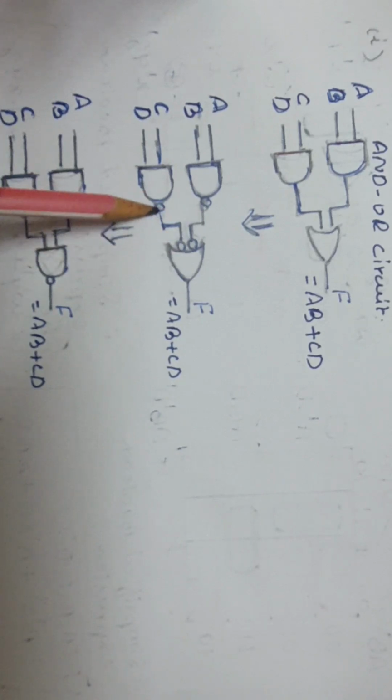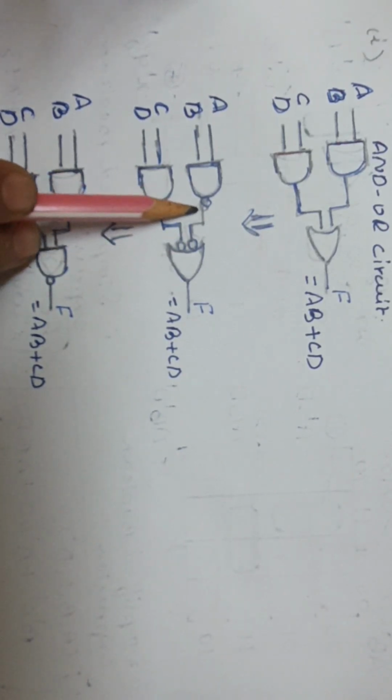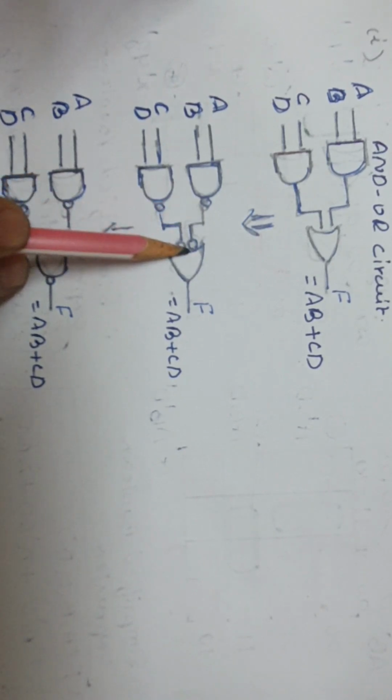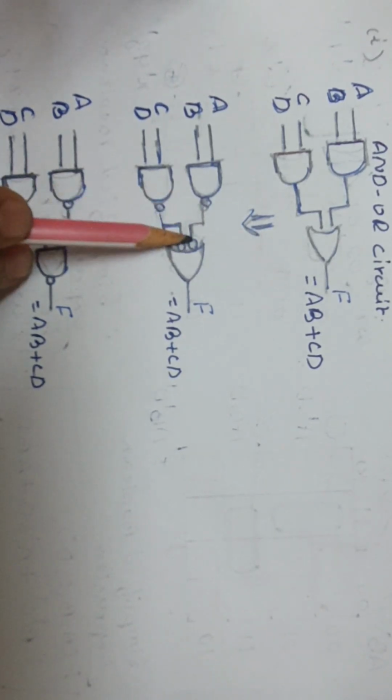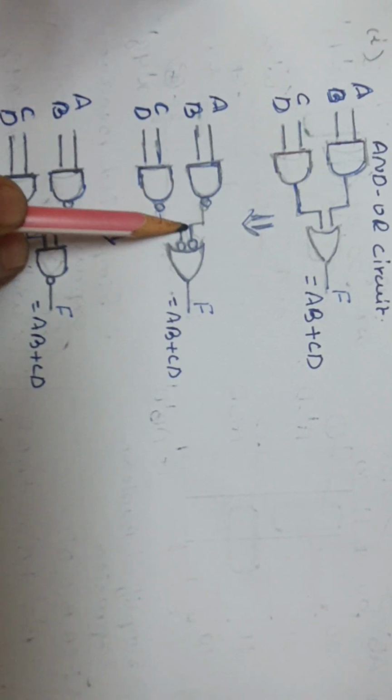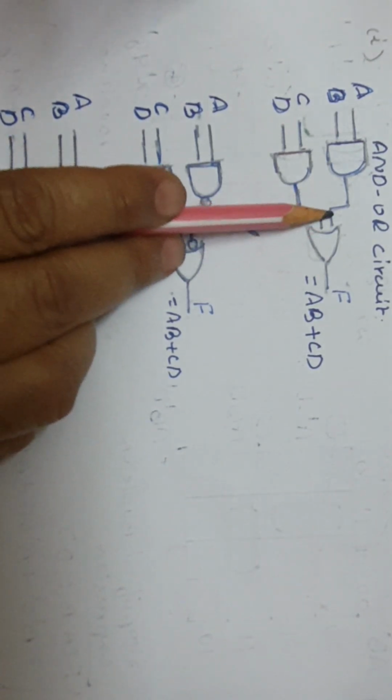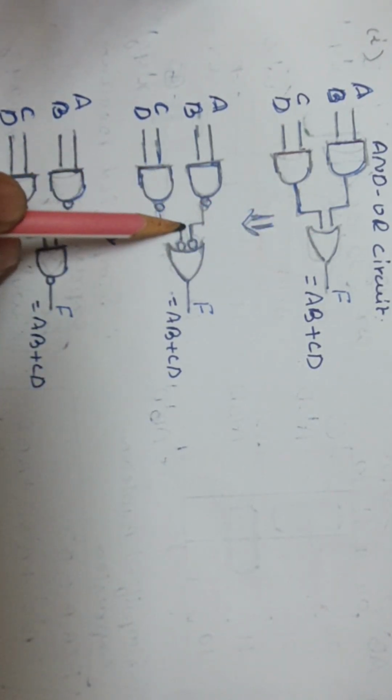So in all lines here, 2 bubbles; here also. So 2 bubbles in the sense 2 NOT gates in series. When 2 NOT gates are connected in series, it is as though there is no change. Hence this and this will be equivalent. There is no change in the functionality. Just for manipulation of the circuit we have taken it this way.